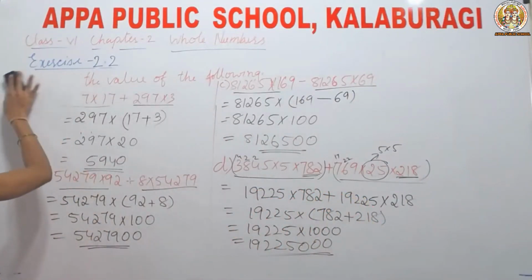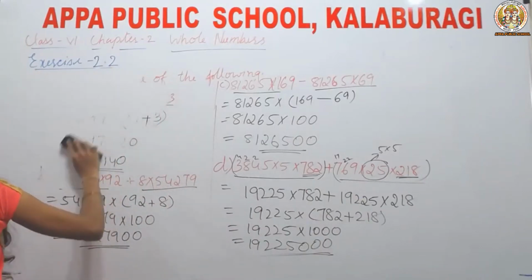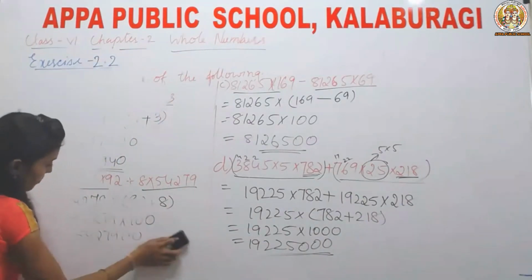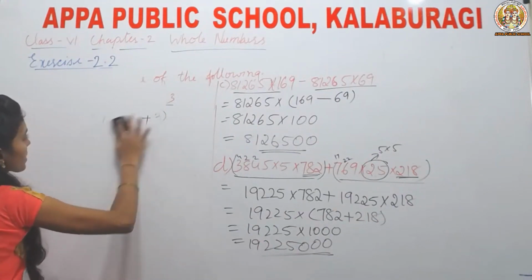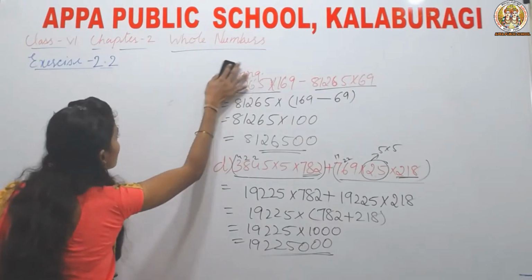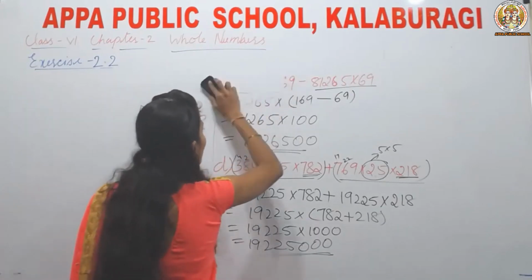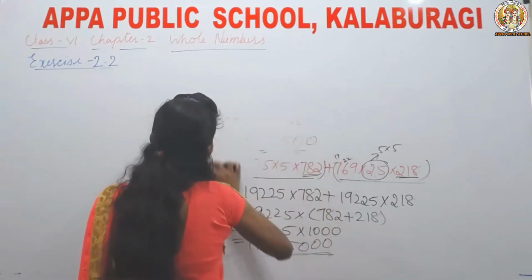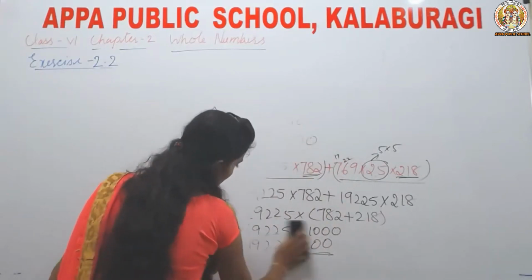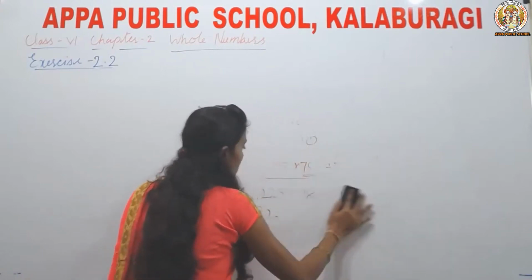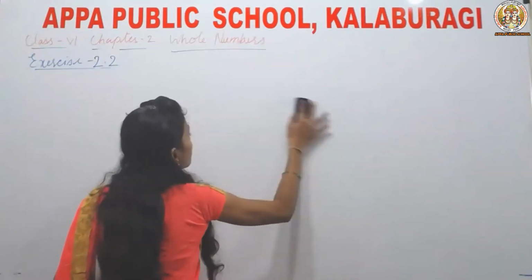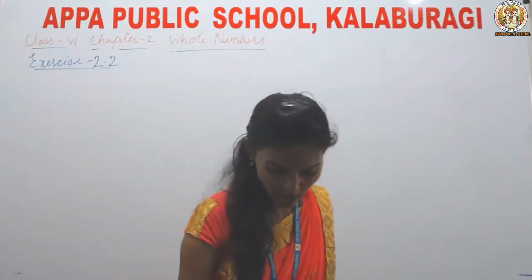Yes, next one, also distributive property only, but it was in expanded form in this bit. In the next bit, it is in contracted form, and there we have to expand it. Okay, how to expand? I'll explain now. Come, let's go for the next bit.